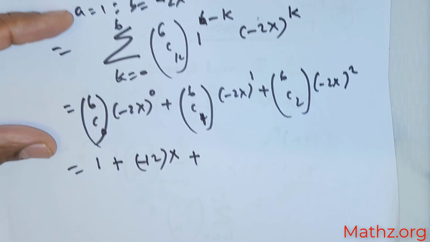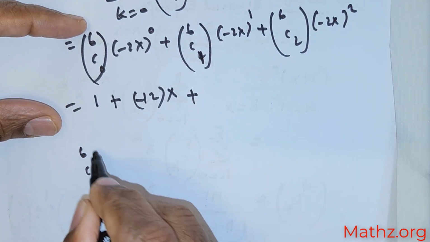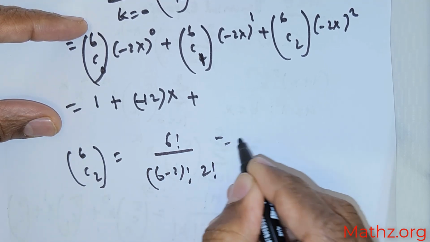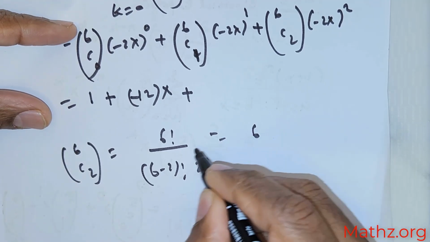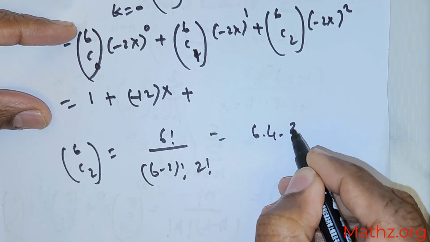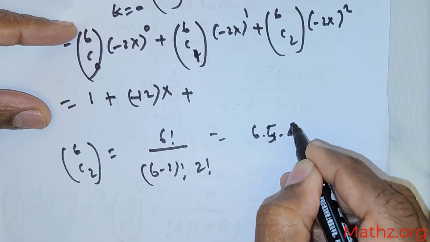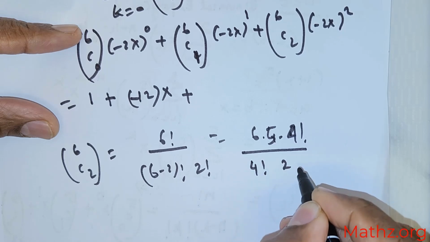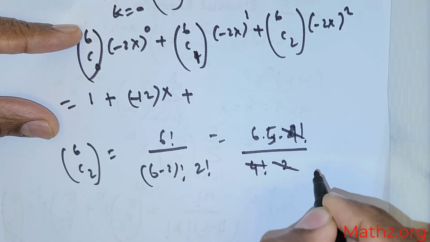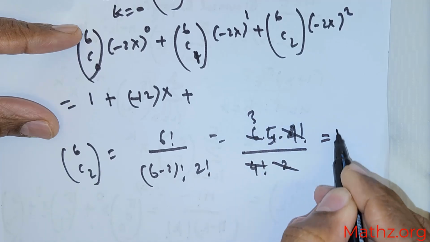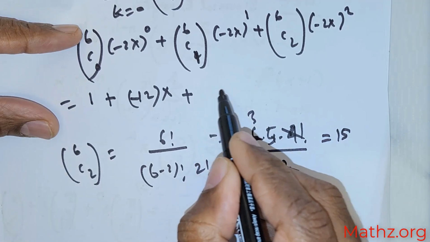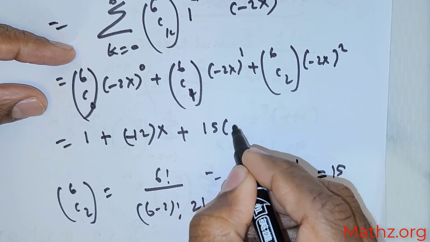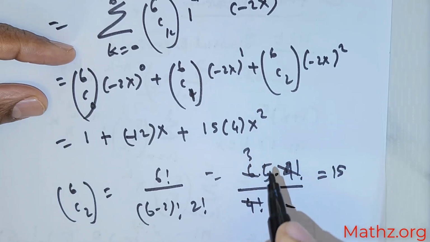Positive 6C2. Now we will have to calculate 6C2. So let me calculate 6C2. 6C2 is equal to 6 factorial over (6 minus 2) factorial times 2 factorial. I'm going to write 6 factorial as 6 times 5 times 4 factorial, divided by 6 minus 2, which is 4 factorial, times 2 factorial, which is 2. 4 factorial can be cancelled. 2 divides 6 three times, 3 times 5 is 15. So this is going to be 15, and (-2x) raised to the power of 2 is going to be positive, so it's going to be 4x squared.